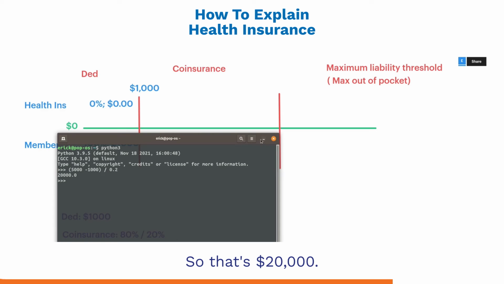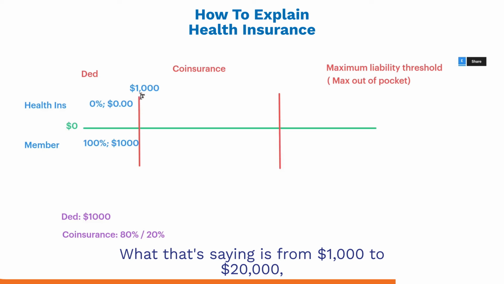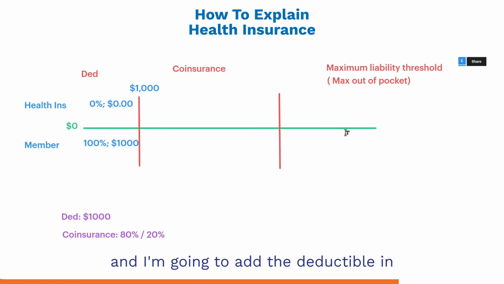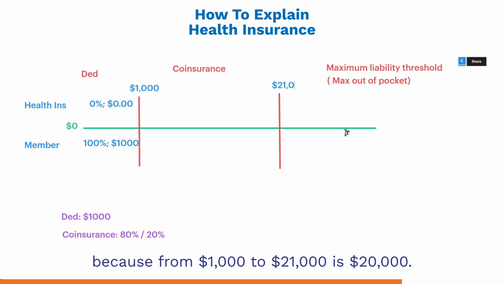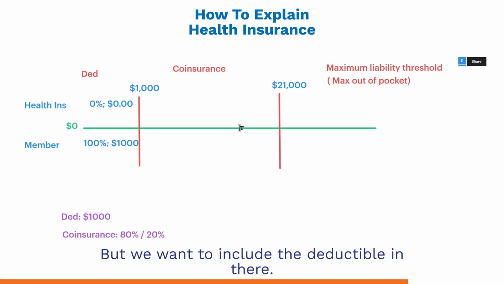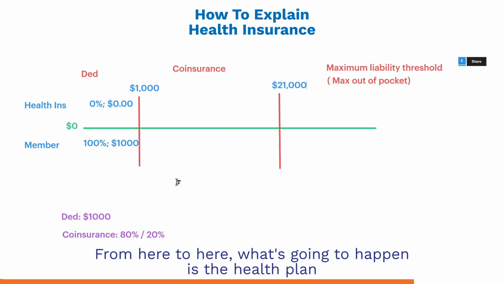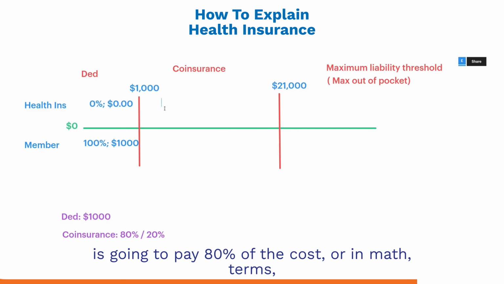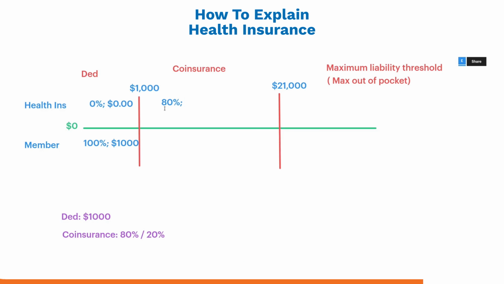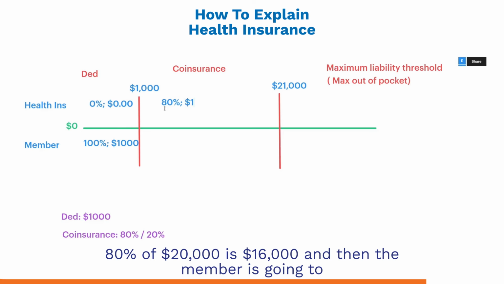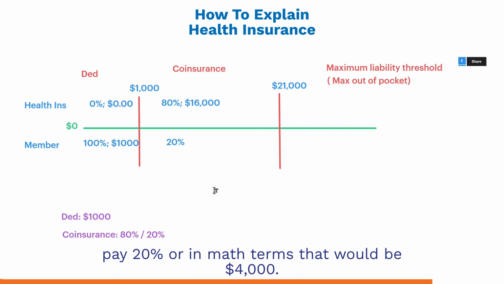So that's $20,000. And so what that's saying is from $1,000 to $21,000 is $20,000, but we want to include the deductible in there. So this range right here is $20,000 worth of expense. From here to here, what's going to happen is the health plan is going to pay 80% of the cost, or in math terms, 80% of $20,000 is $16,000, and then the member is going to pay 20%, or in math terms, that would be $4,000.